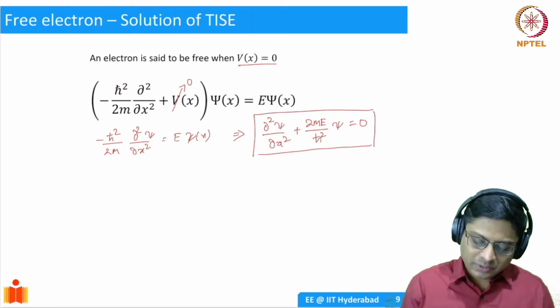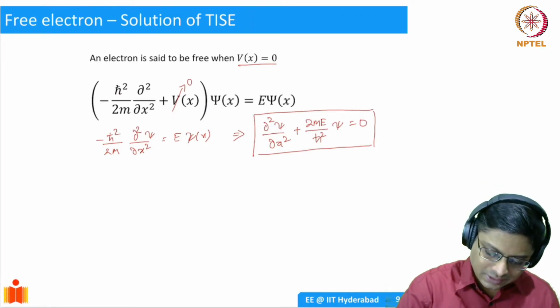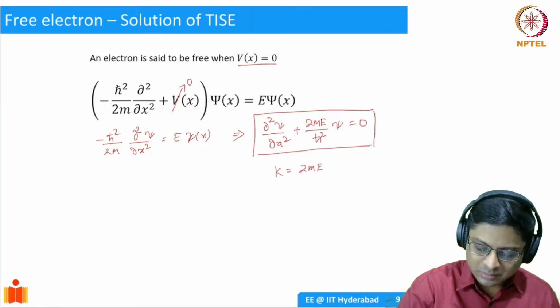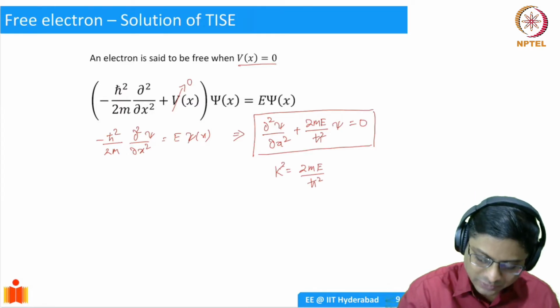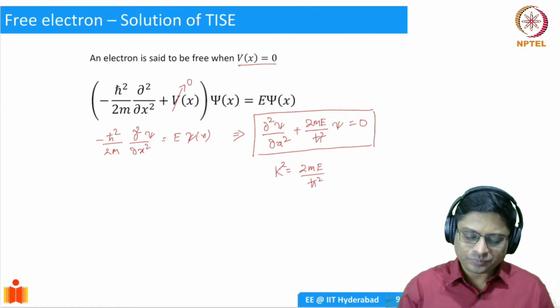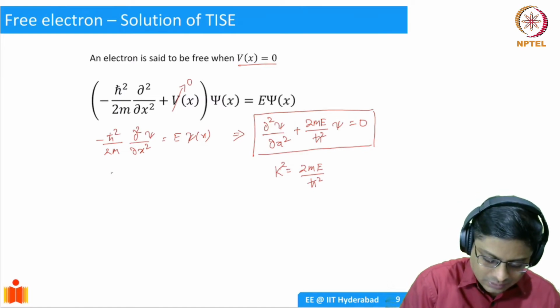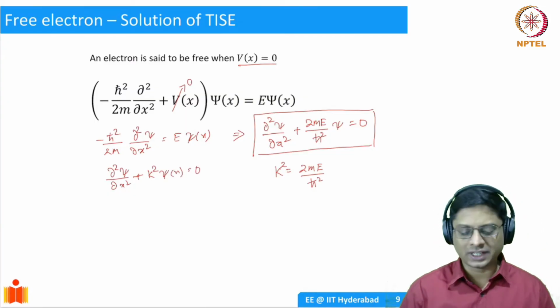Right? Before we solve that, we will introduce a constant. Let's call it k. k square is basically 2mE by h bar square. Sorry, let's call this k square; k will be the root of it. We will come to why this is like this. So now, my Schrodinger equation becomes dou square psi by dou x square plus k square psi of x equal to 0. So what is the solution for this? k is a constant. So what is psi?